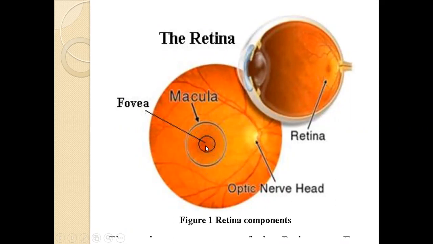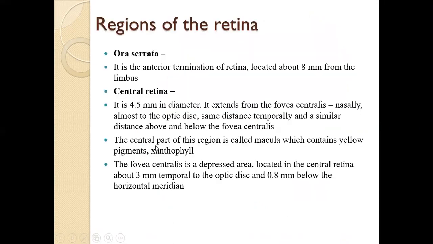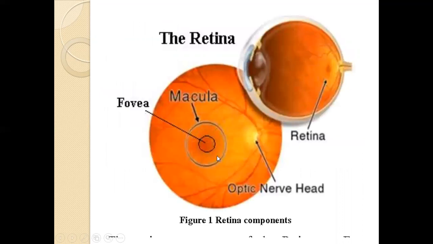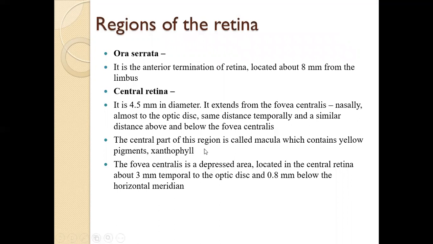and the fovea is here; another name is fovea centralis, or you can just call it fovea. So fovea centralis, 4.5 mm up, down, temporally and nasally. This is the area over there. The central region is called macula, which contains a yellow pigment called xanthophyll. So this central part is known as macula. The central retina we can also term macula. The macula is present in the central part, and it is yellowish in nature because it has xanthophyll pigment.